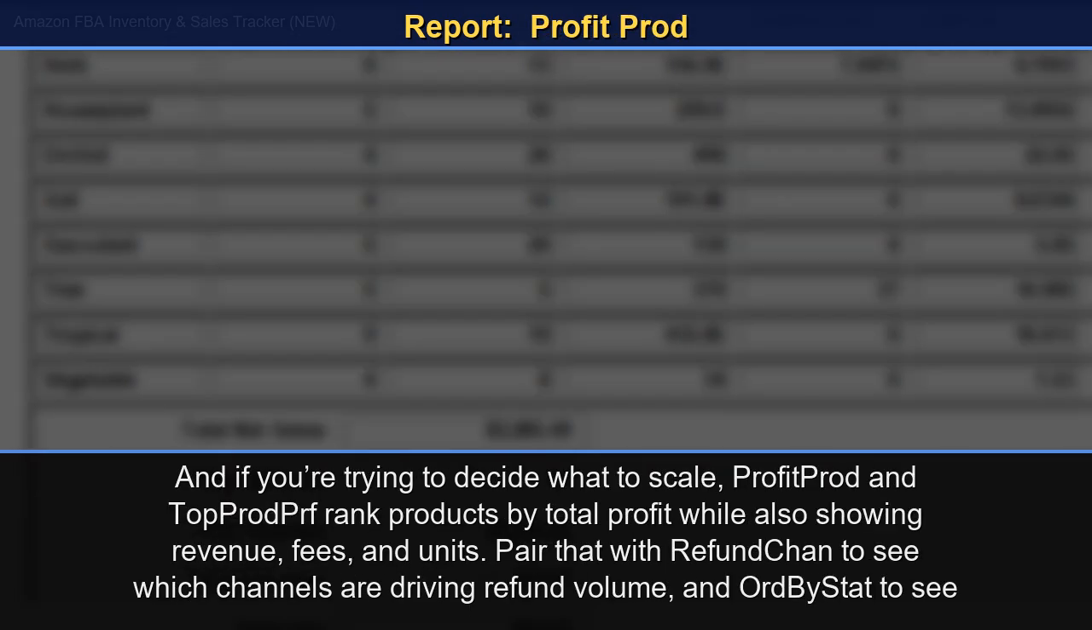And if you're trying to decide what to scale, Profit Prod and Top Prod PRF rank products by total profit while also showing revenue, fees, and units. Pair that with Refund Chan to see which channels are driving refund volume, and Ord by Stat to see where orders are getting stuck by status. You can also review order detail for buyer and shipping fields, and Ord by Sup when you need a quick supplier performance snapshot and lead day reality check.